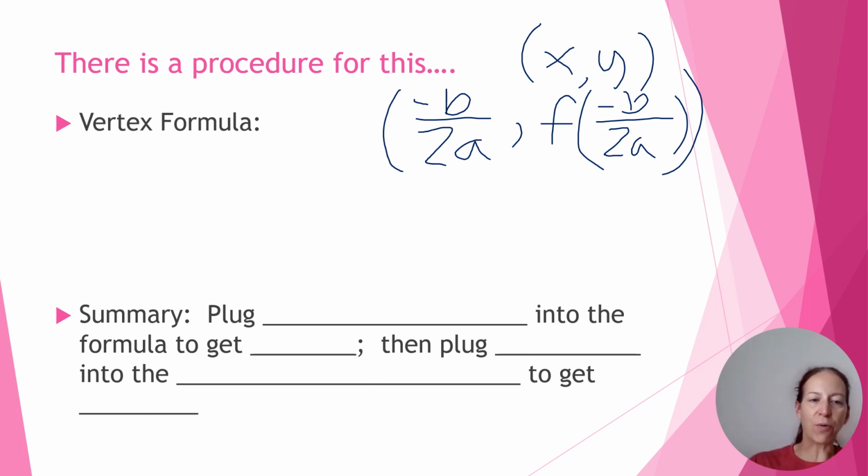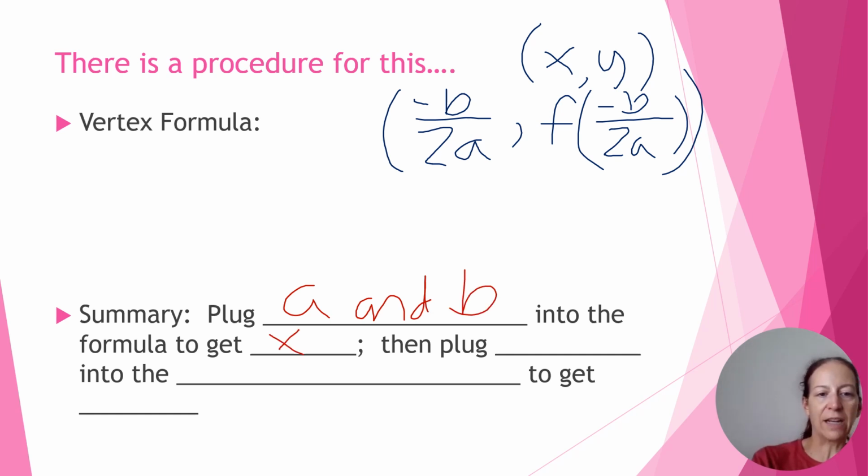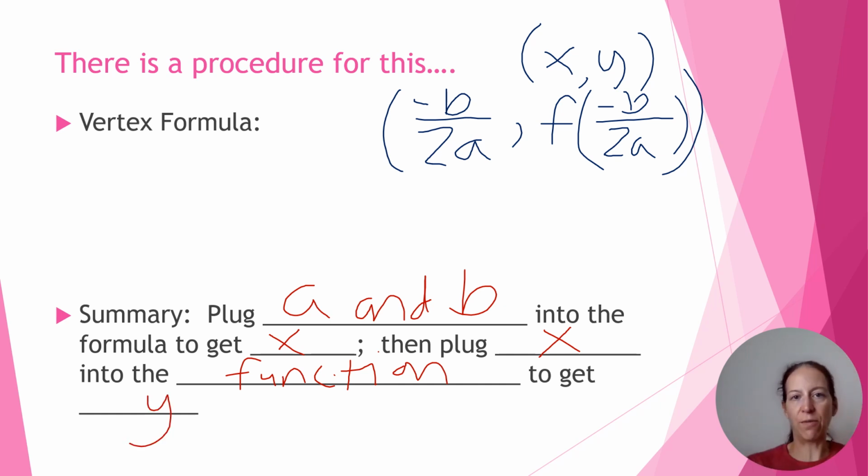So here's how the formula works. You plug a and b into the formula, and that's going to give you x. And then you plug x into the original function, and that's going to give you y. And then you have x and you have y and you have your vertex. So that's what the formula looks like. Typically, you will see this on reference sheets and such, but knowing how to use it is often another whole thing. All right, so that you should copy down.